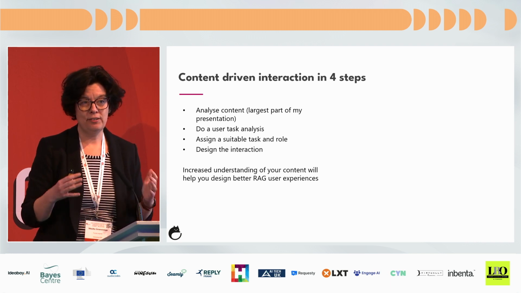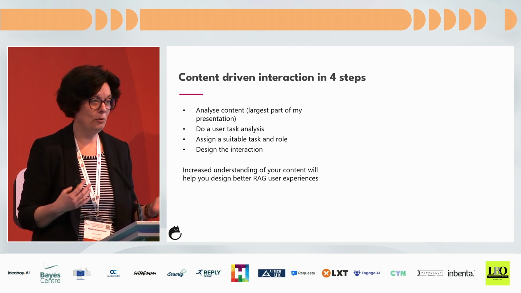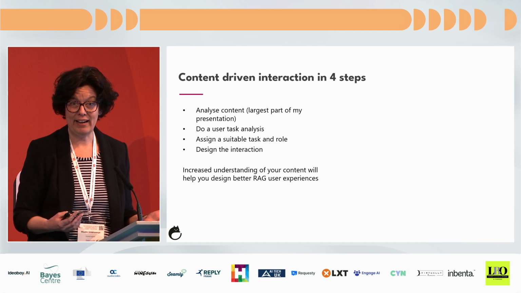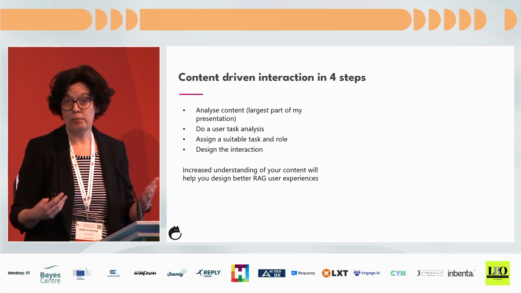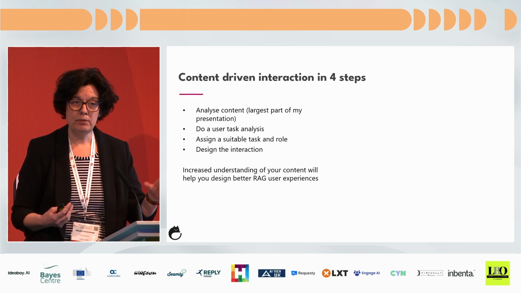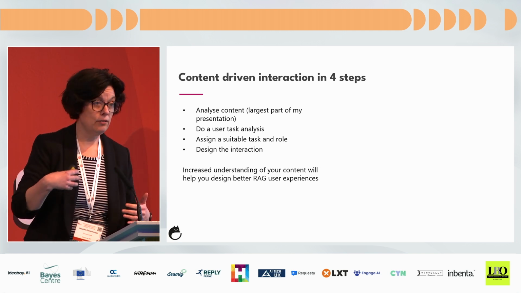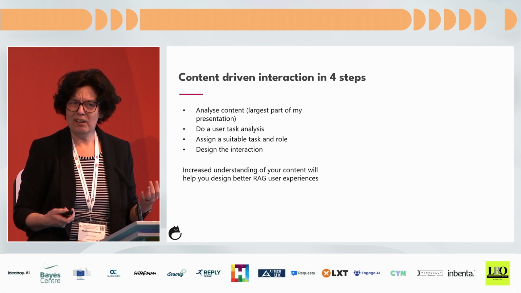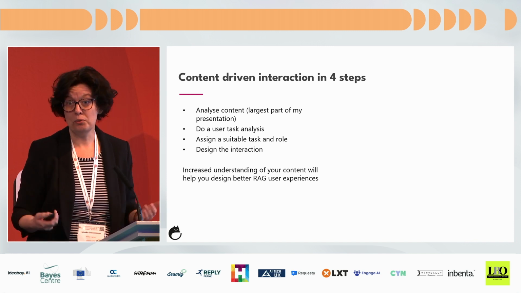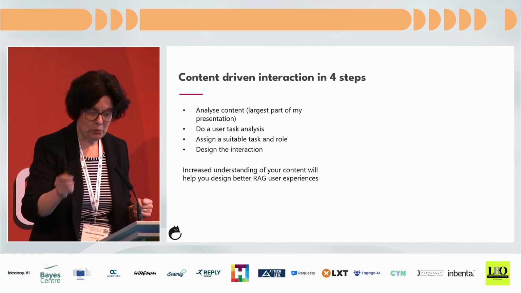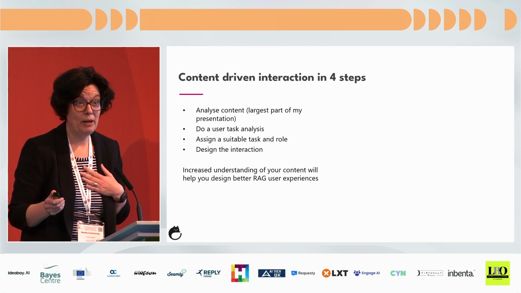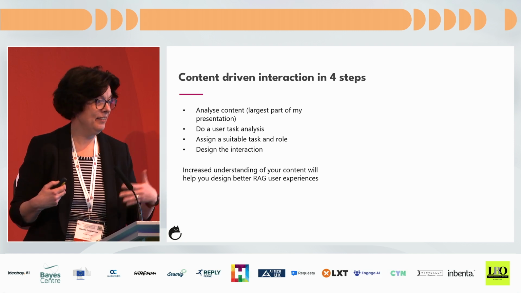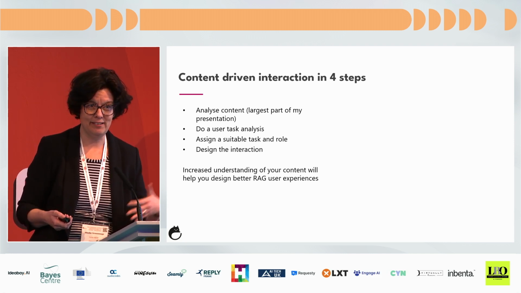Content-driven interaction in 4 steps starts with a really important step that not a lot of people take explicitly. It's to analyze the content that you've got available in your RAG system. This will be the largest part of my talk today, because the other 3 steps, user task analysis, design a suitable task and role for your AI, and design the actual interaction, that's things that we are more used to doing, also as conversation designers. But this content analysis, that's what it's all about for me. And this will help you to get an increased understanding of your content and therefore help you design better user experiences for that content.